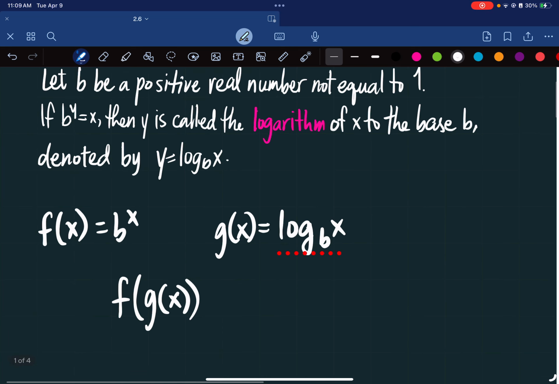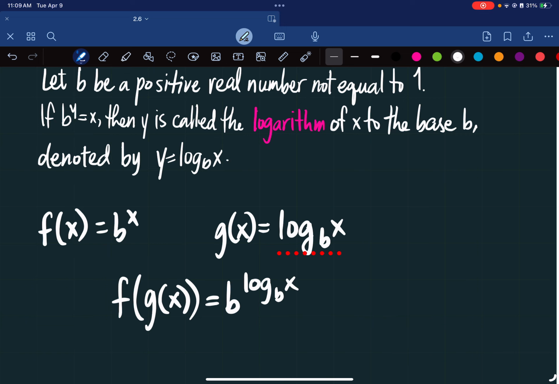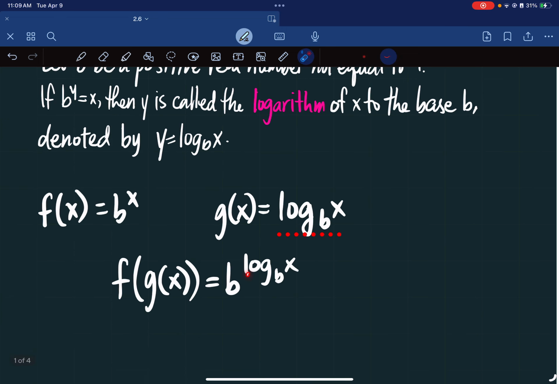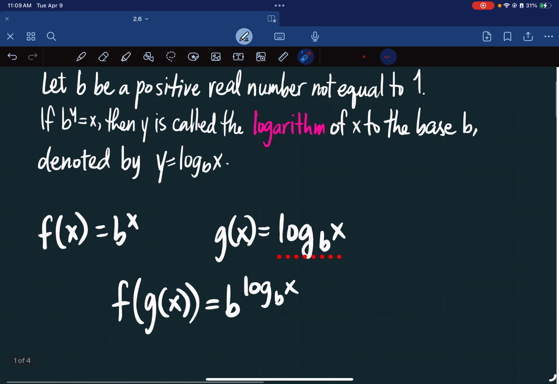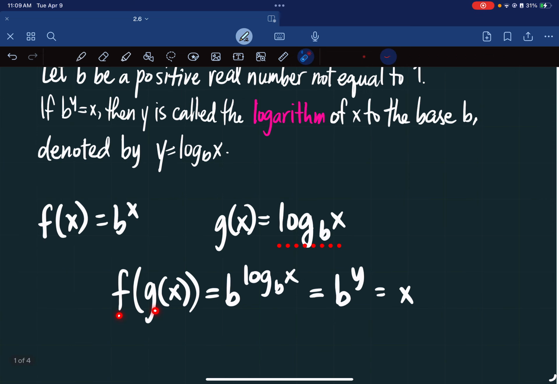So we have here that f of g of x is b raised to, so x will be replaced by this g of x right here. We have b raised to log of x base b. But log of x base b, based on definition, is y. And we have b raised to y equals x. So this one right here will become b raised to y, which is equal to x. So as you can see, the composition of f and g is equal to x.